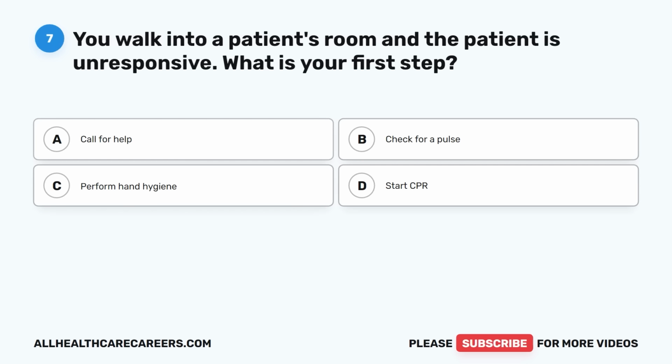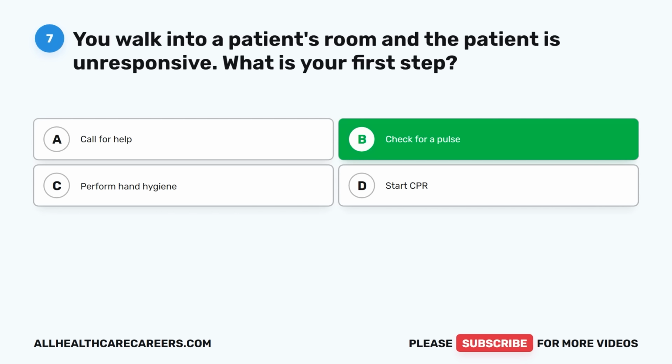Question 7. You walk into a patient's room and the patient is unresponsive. What is your first step? A. Call for help. B. Check for a pulse. C. Perform hand hygiene. D. Start CPR. The correct answer is B.